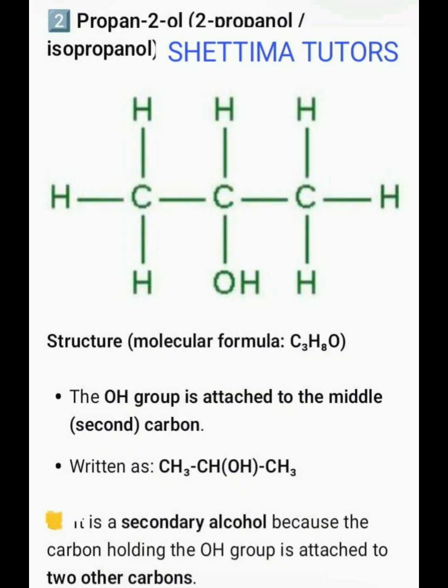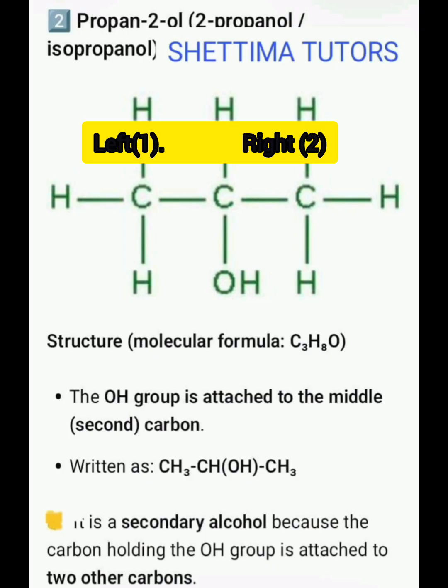The first one was a primary alcohol because just 1 carbon was directly attached to the one holding the OH group. But in this case, considering the carbon holding the OH group, you have 2 carbons, the one at the left and the one at the right. Hence the name secondary alcohol. If you like, you can call it a second degree alcohol.